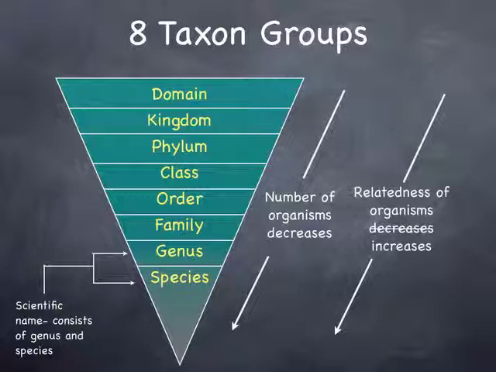Now I need you to make a change in your notes, because this is wrong. As we get down here, how closely the members are related increases. Change decrease to increase here. So as we go down this chart, the relatedness of the organisms increases. And we'll see that in the next slide too.